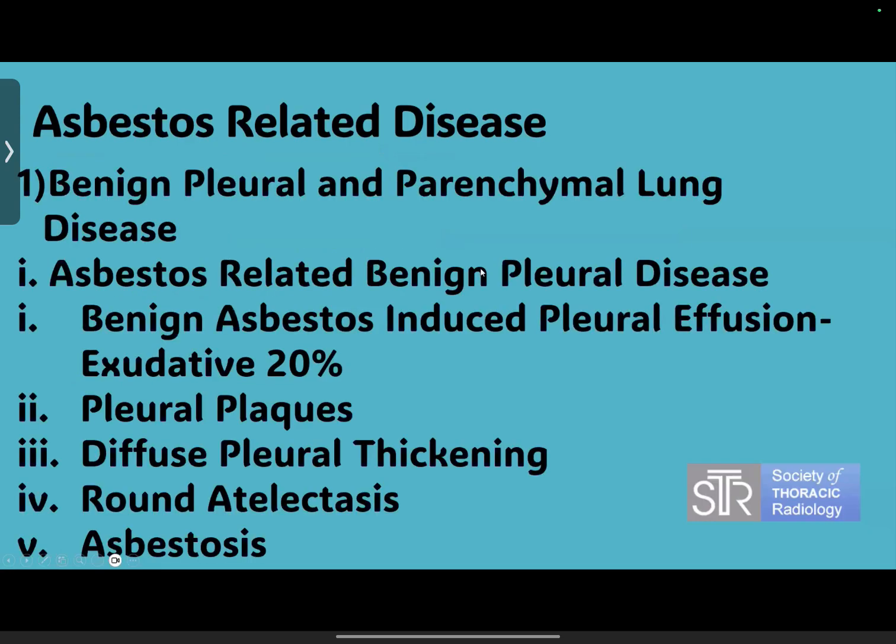Asbestos-related benign pleural disease. So benign asbestos-induced pleural effusions, which are usually exudative, in 20%. There are pleural plaques. There's diffuse pleural thickening. Again, here you see round atelectasis and asbestosis. So the first four have more to do with the pleura, whereas asbestosis has more to do with the actual lung parenchyma.